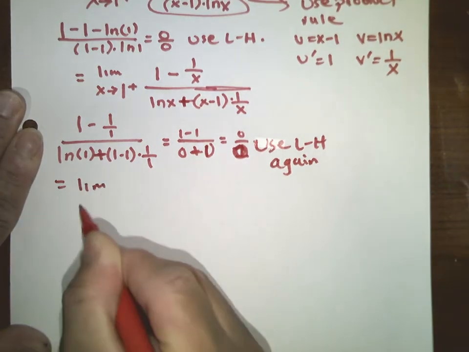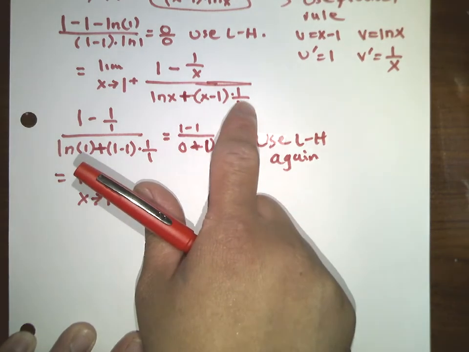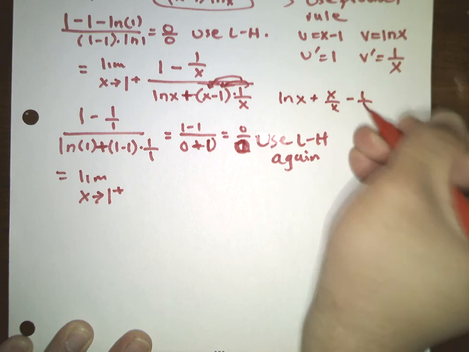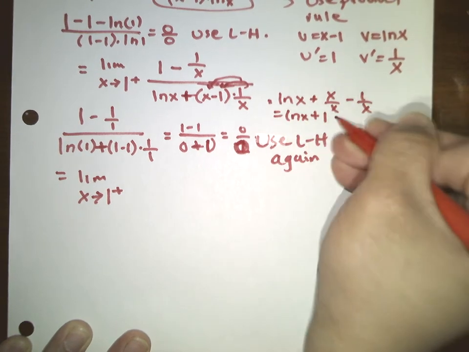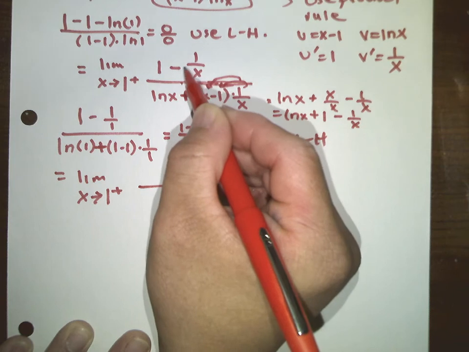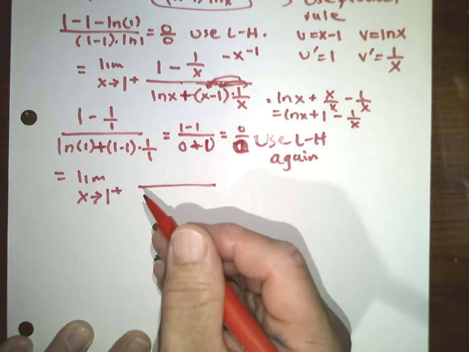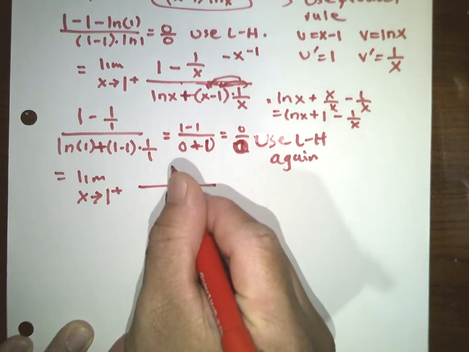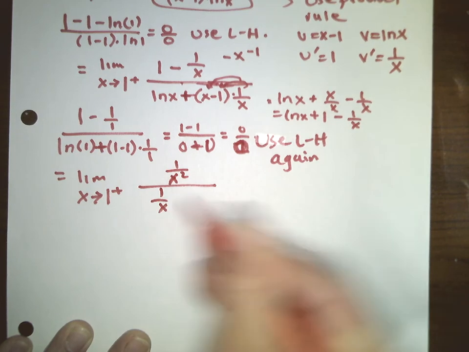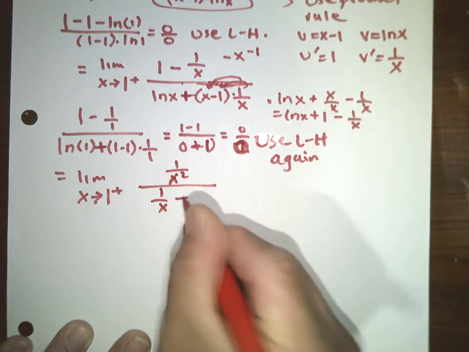So now we have the limit as x approaches 1 from the right. Now, what I'm going to do here to make L'Hopital's rule a little bit easier is distribute the 1 over x. So I have natural log of x plus x over x minus 1 over x, or just natural log of x plus 1 minus 1 over x. All right, so then the derivative of 1 is 0, and the derivative of 1 over x is negative x to the negative 1. So what does it give you? That is going to be x to the negative 2, or 1 over x squared. All right, 1 over x squared. And then the derivative of natural log of x is 1 over x. The derivative of 1 is 0. And then the derivative of the negative 1 over x we just saw was 1 over x squared.